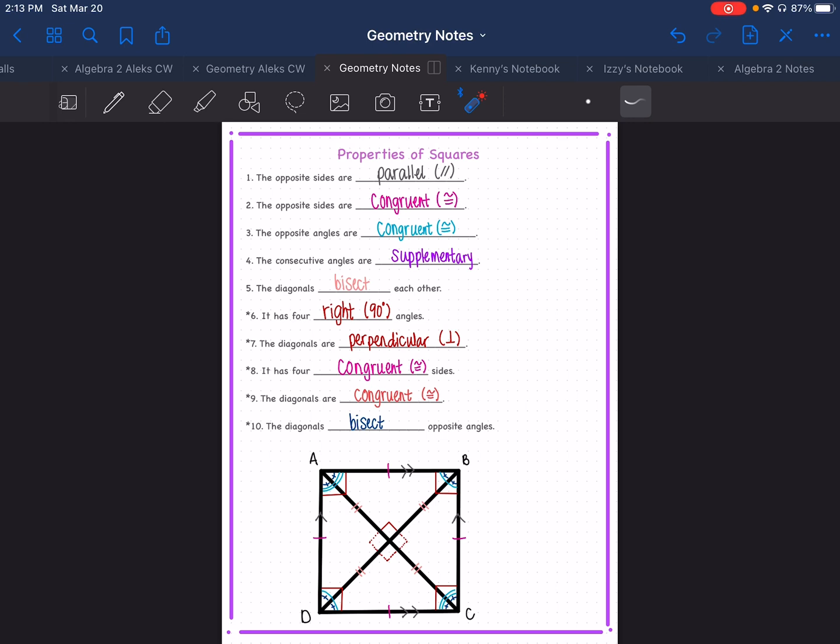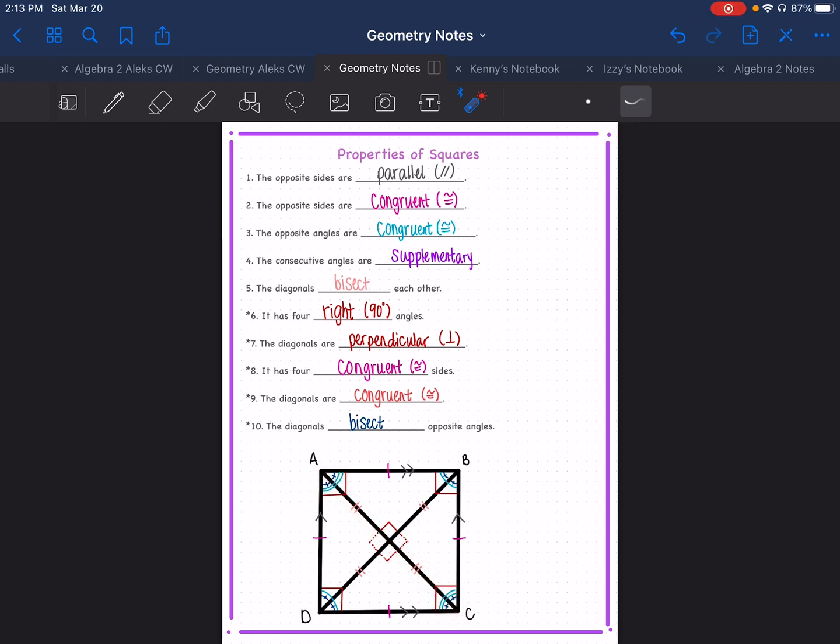And just like in the rhombus, the diagonals bisect the opposite angles. So this diagonal right here is cutting angle D into 2 equal pieces, and it's cutting angle B into 2 equal pieces. And the same thing goes with AC. These are equal, these are equal.